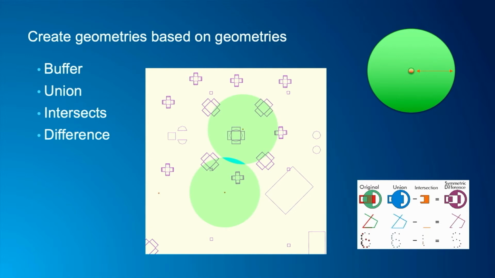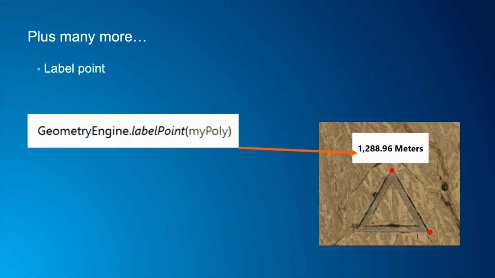We also have the intersect, which gives you a new geometry based on the parts of the input geometries that intersect each other. And then the opposite is the difference. So that's a new geometry based on what's not common between the two input geometries. Plus, we have many more. For example, if you wanted to know where to label a point, you can use the geometry engine to find the optimal place to place a label.